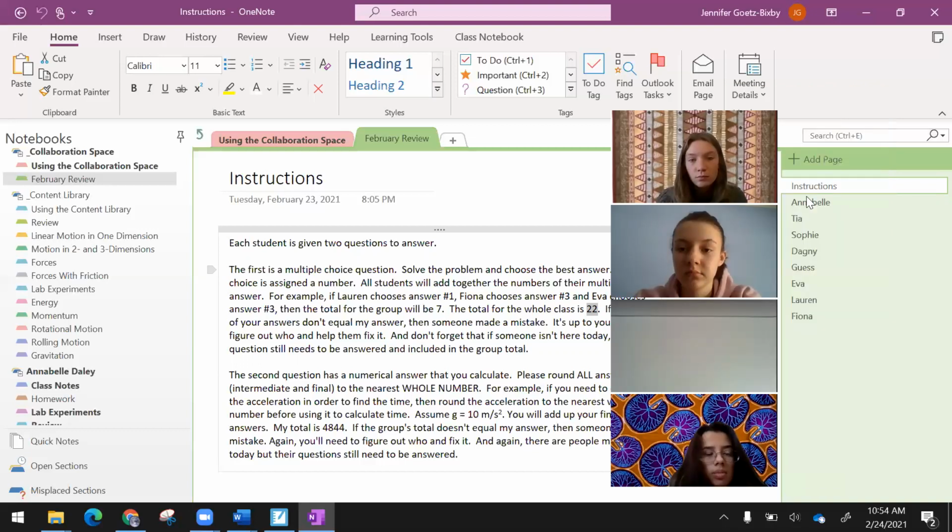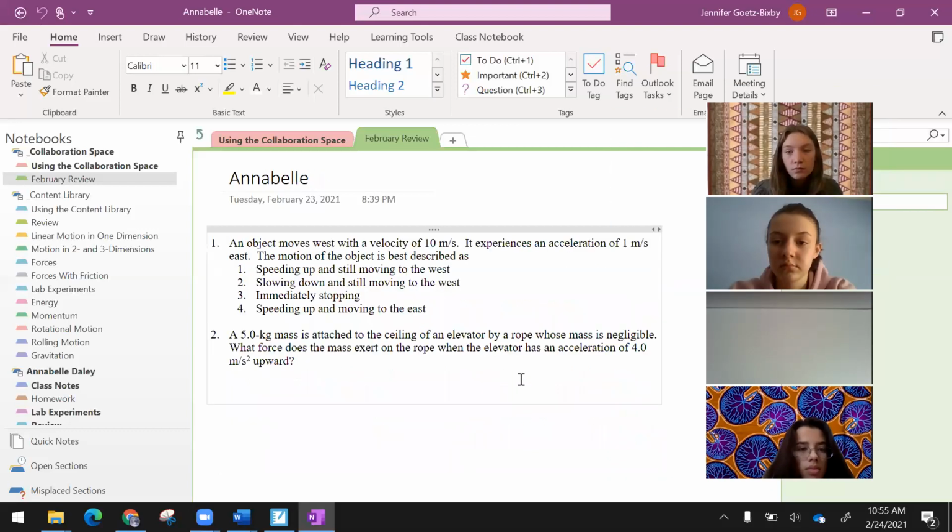Everybody also has, like I said, a short answer. Okay, you're going to solve that. It has a numerical answer like 7 or 12. Okay, and you're going to solve it. You're going to round everything that you do to the nearest whole number. Okay, so like I said in the instructions, if you have to solve for acceleration in order to solve for time, and time is what you're asked for, then you should make the answer for the acceleration rounded to the nearest whole number, and then use that number to calculate time. Okay, you should let g be equal to 10.